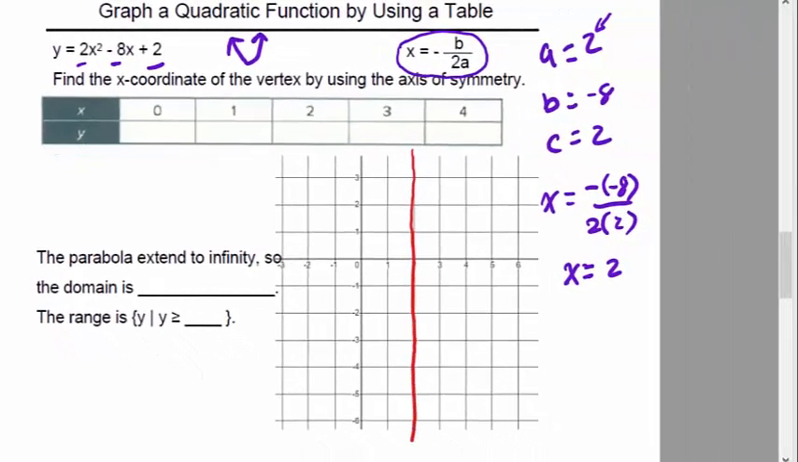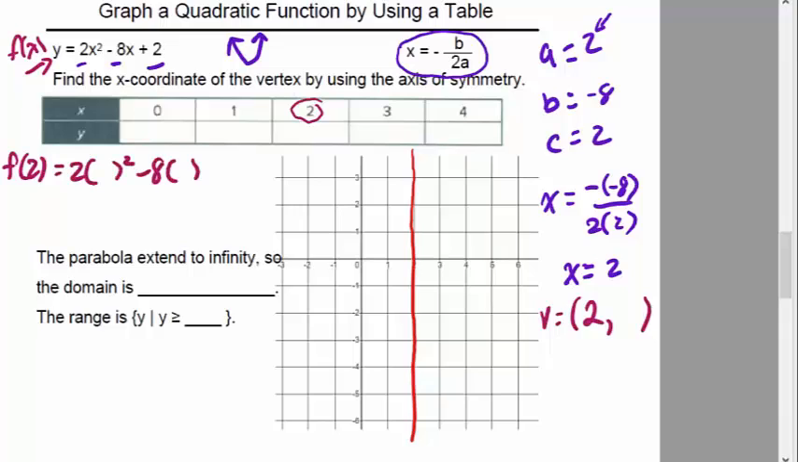So somewhere along that line, my vertex is going to be located because I know my vertex has an x-coordinate of 2. So the next thing I want to do is find the vertex. So the vertex is going to equal (2, and then some value that I get out of that function). So you'll notice in this table I have a 2 already. So I'm going to input that 2 into the function. Now I'm going to replace the y here with f of x instead. So I'm going to do f of 2 equals 2 times, and in place of these x values, I'm going to put a 2. So I'm going to put a 2 in here and a 2 in here, and then I'm going to evaluate.